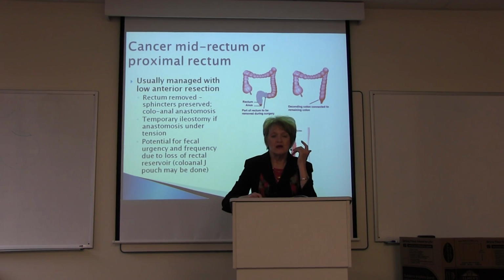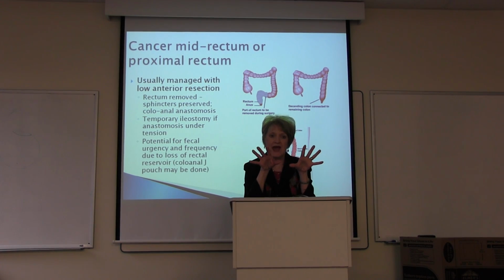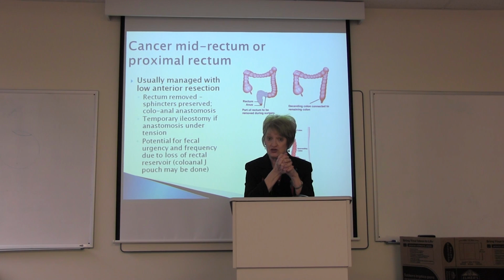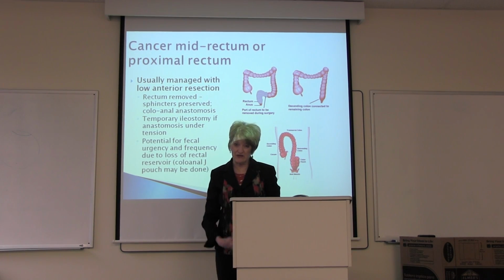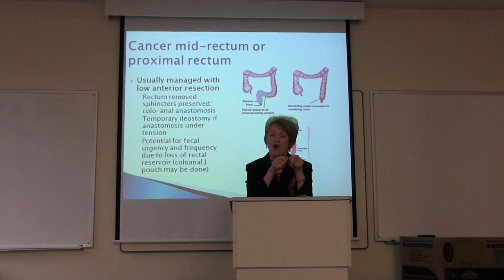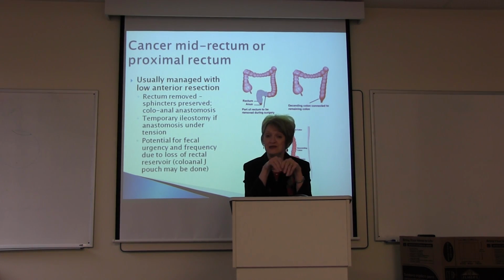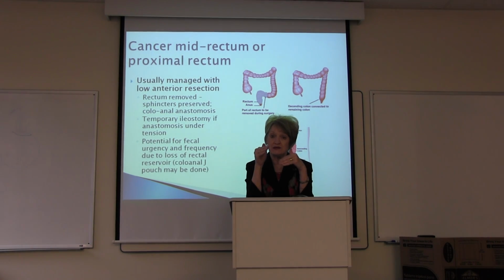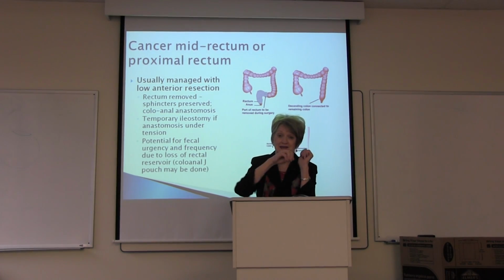Now, two different things could happen. Let me first tell you that this procedure is known as a low anterior resection. Because all the work is done through the abdominal incision, you're working low in the pelvis, but you're doing everything through the anterior or abdominal incision. So when you see the term LAR, it tells you that the tumor was either mid-rectal or proximal rectal, that they removed the rectum, but they mobilized the colon and connected it to the anal canal.